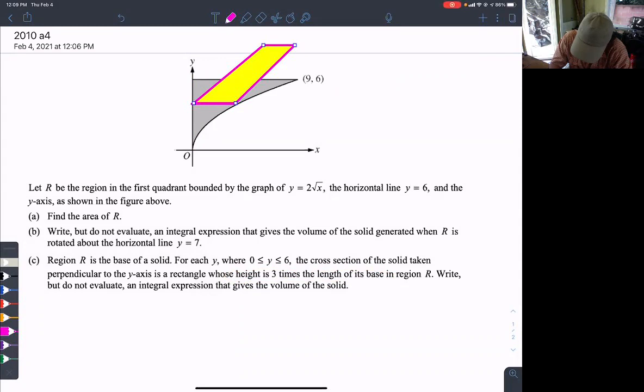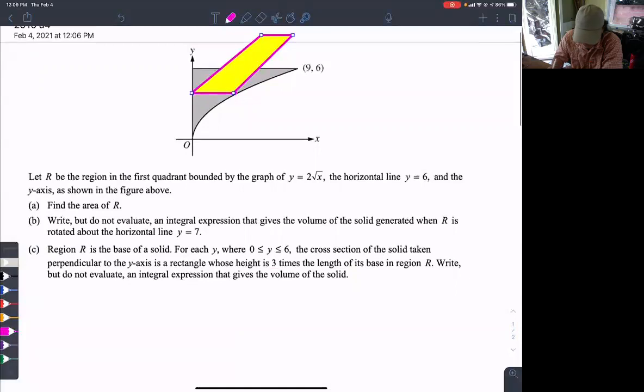Why isn't this moving? Confused. It's not letting me drag the corners. Oh, because I'm off the page. Okay, I understand why. So that's what's going on in this picture.